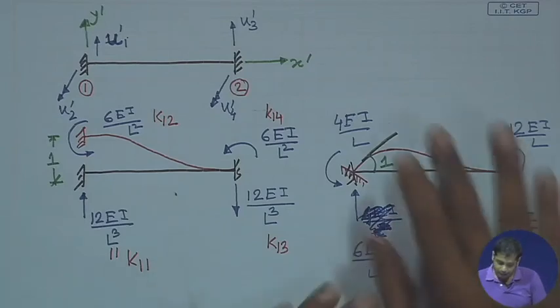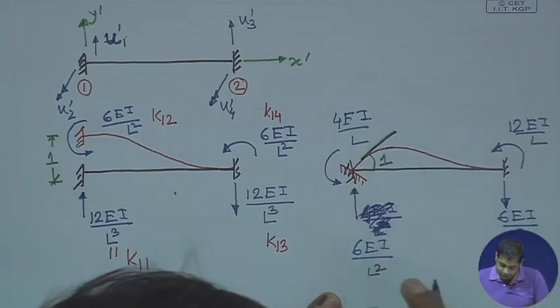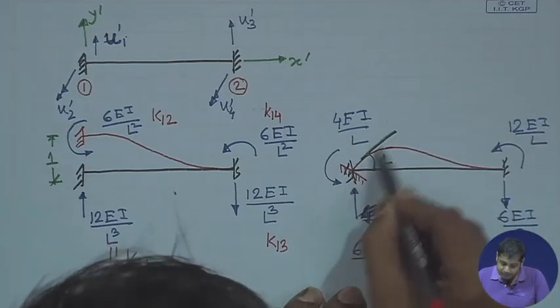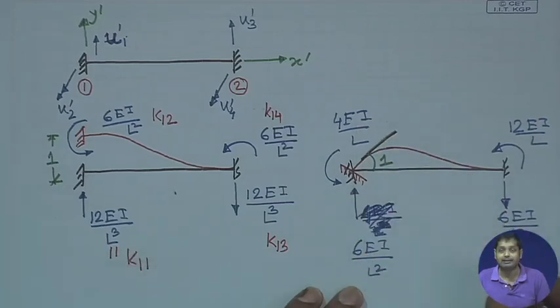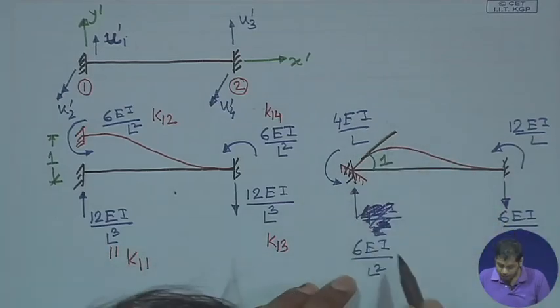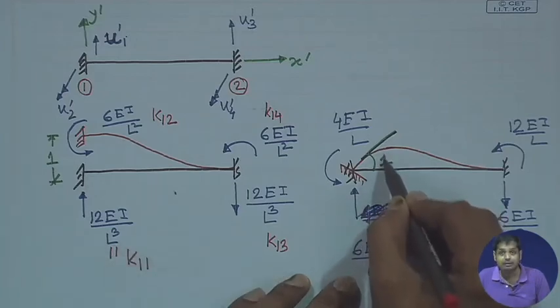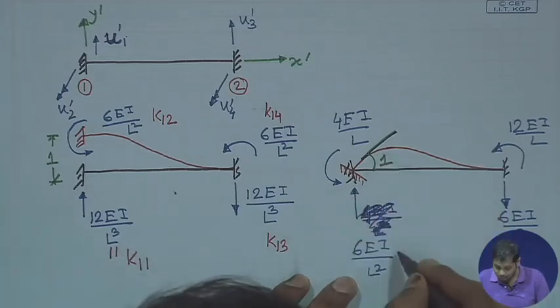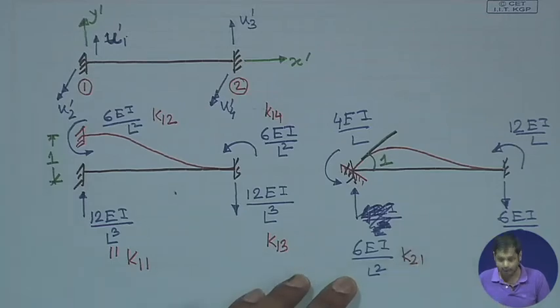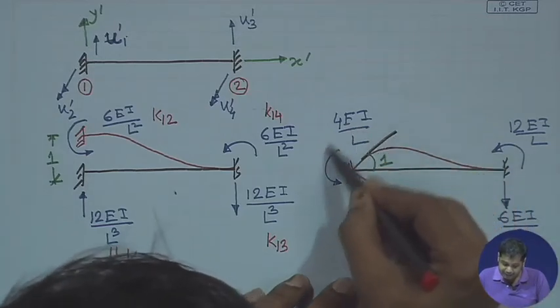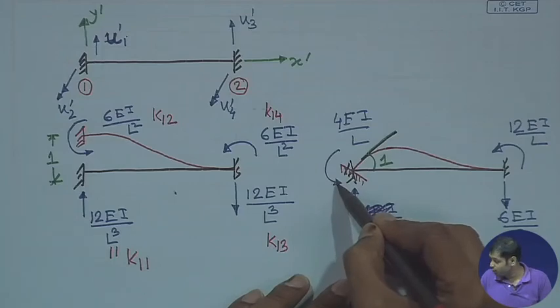Now, look at this. Here, all the forces are generated due to degree of freedom 2. This is in the direction of degree of freedom 1, but due to degree of freedom 2. So, this will be K21, and this is in the direction of degree of freedom 2 due to degree of freedom 2.